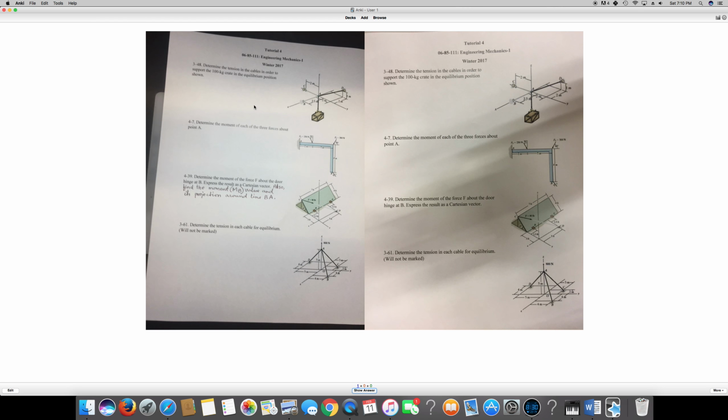Let's do the questions. The first question is asking us to determine the tension in the cables in order to support the 100 kilogram crate in the equilibrium position shown. So they have given the diagram here.